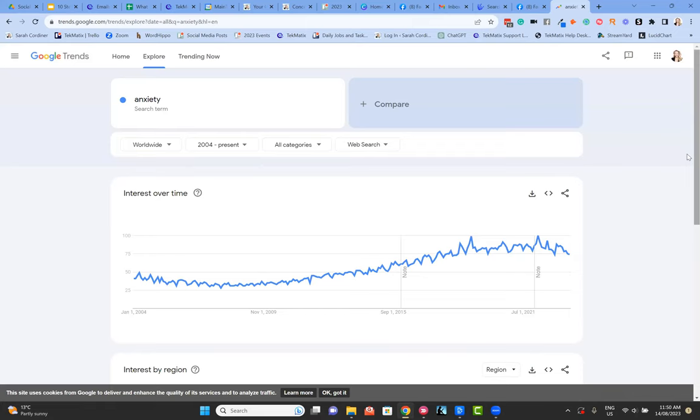What we are looking for in this result, you're going to get three types of results. The first one that you're going to get is a flat line. If you have a flat line, flat is good. Ding! Why is flat good? Flat means this is a very consistent topic. It means it's evergreen. These are topics that human beings are always going to be interested in.